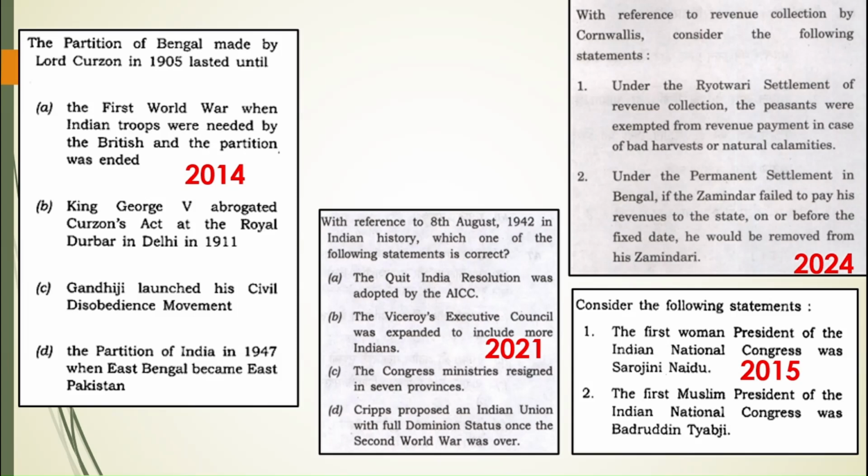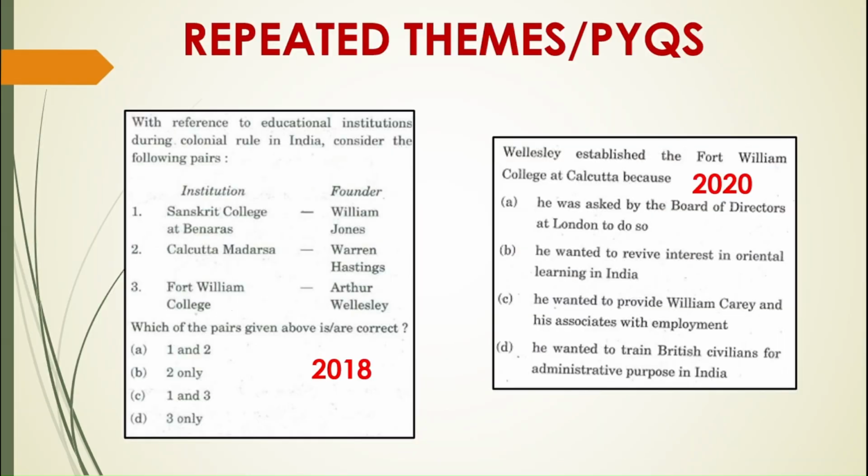Okay. If you see the 2015 question, it is about the sessions of INC and the presidents. So this is done. Now the next important theme is repeated themes or PYQs. Sometimes the PYQs directly get repeated and sometimes it is the theme that gets repeated. So I'll show you an example here.